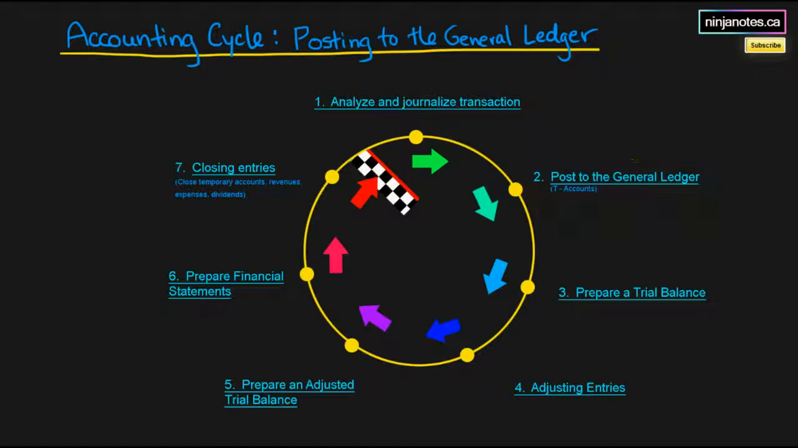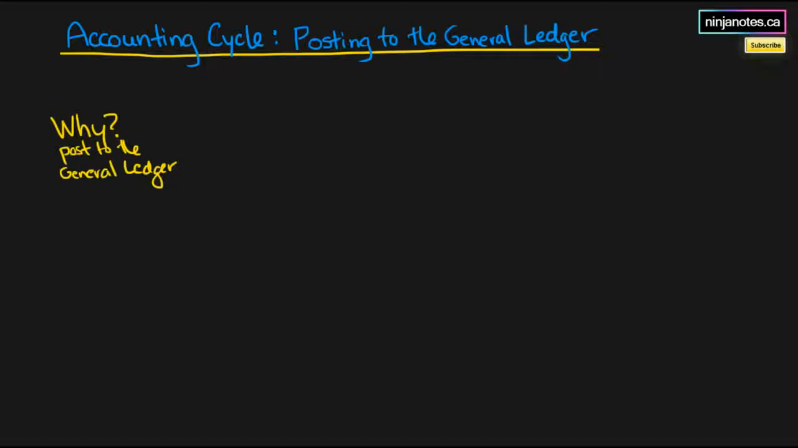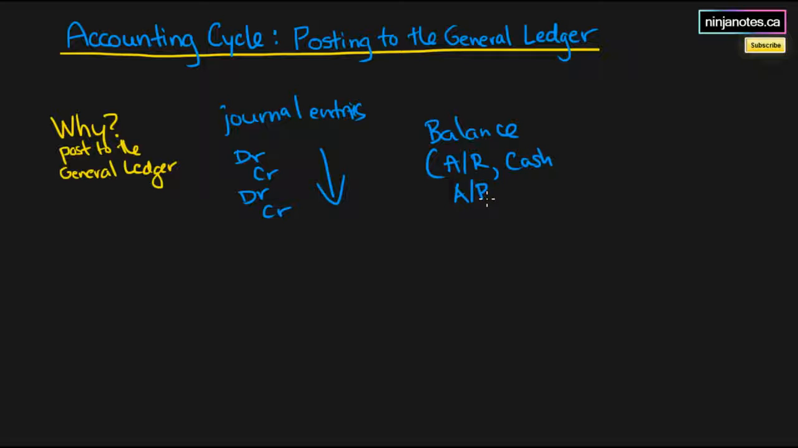So let's begin and talk about why we have the general ledger and why we post to the general ledger. First off, in the last tutorial we had journal entries, and journal entries are just debits and credits listing all of the transactions we have within our fiscal reporting period. But if we ever wanted to know the balance of a certain account, let's say accounts receivable, or cash, or accounts payable, we wouldn't be able to attain that number because the journal entries don't provide us with an ending balance of the account. All they provide us with is the actual physical reporting of every single transaction.